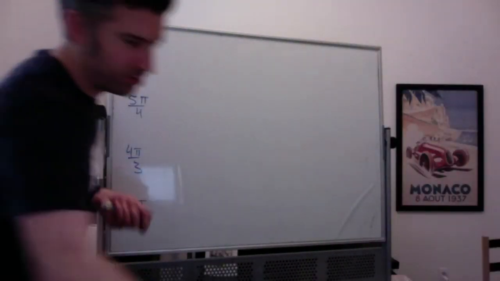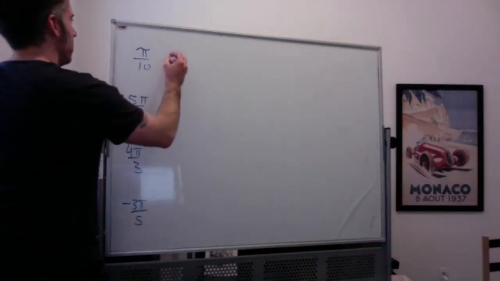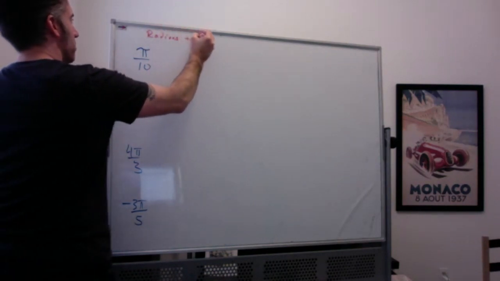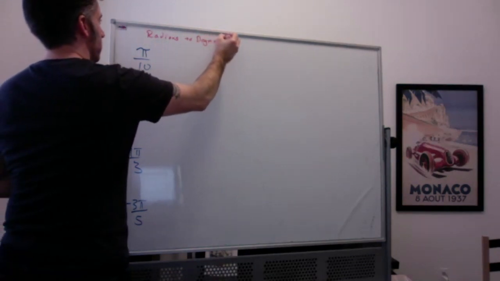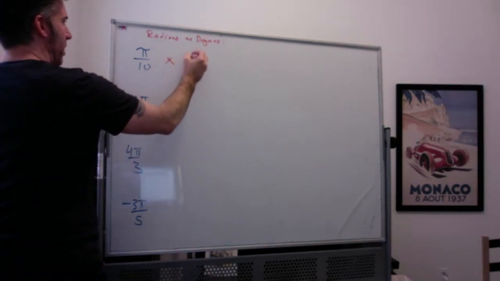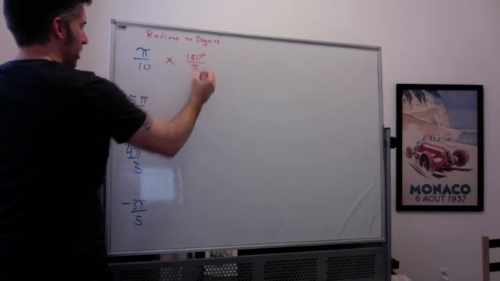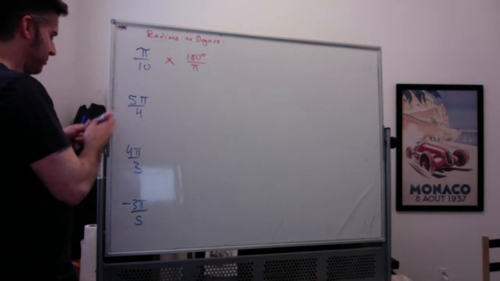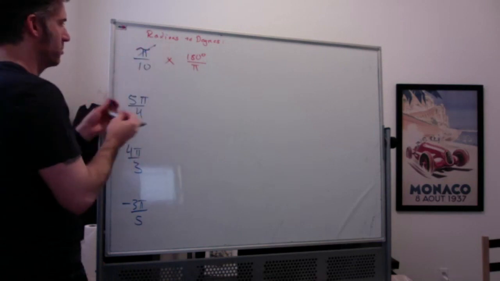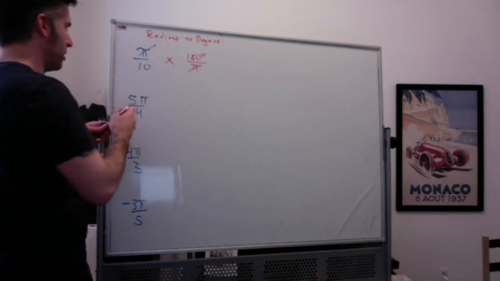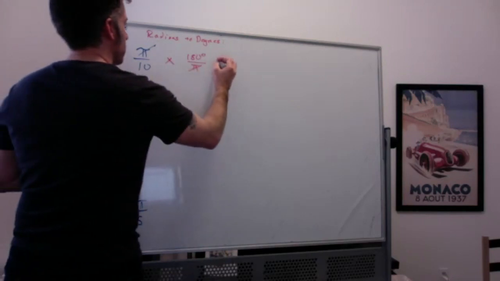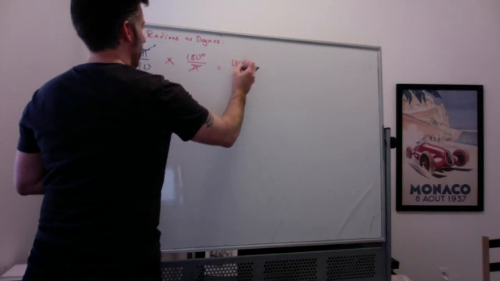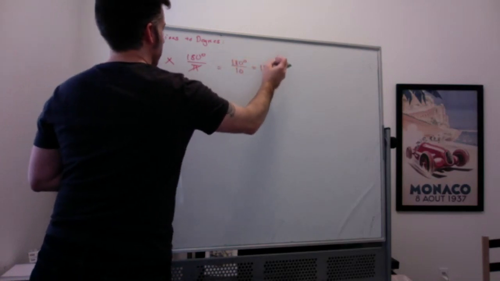So pi over 10, we're going now radians to degrees. We're going to multiply this by 180 degrees over pi. The unit I want on top. The pi's cancel. So I end up with 180 degrees over 10, which reduces to 18 degrees.